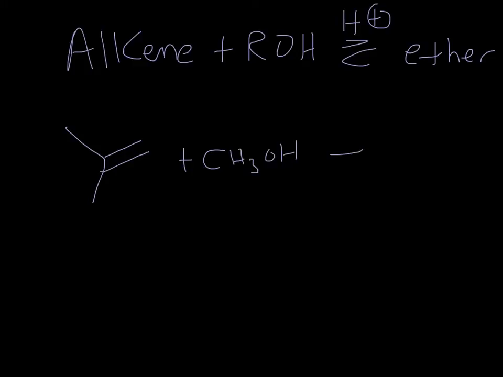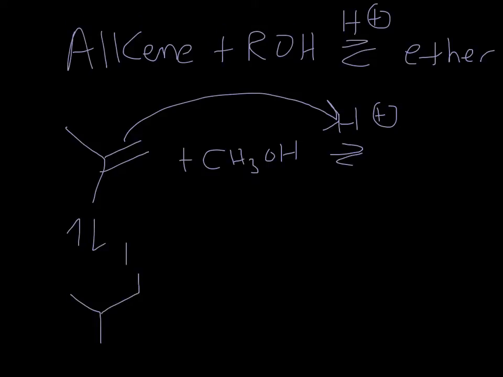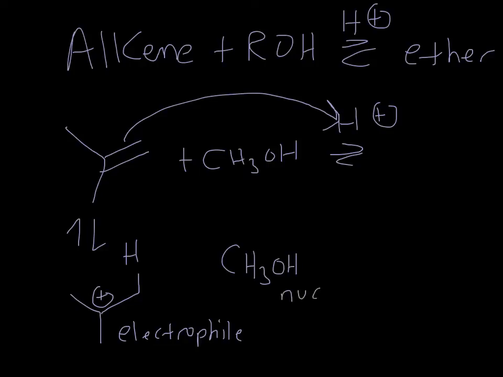methanol under acidic conditions. So we already know that pi bonds are reactive towards acidic conditions. So that pi bond can become protonated. The H will add to the terminal carbon and give the more substituted tertiary carbocation intermediate. So this is our electrophile. And then methanol is going to serve as our nucleophile.